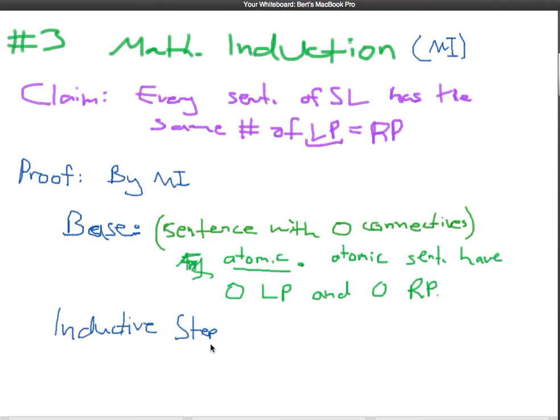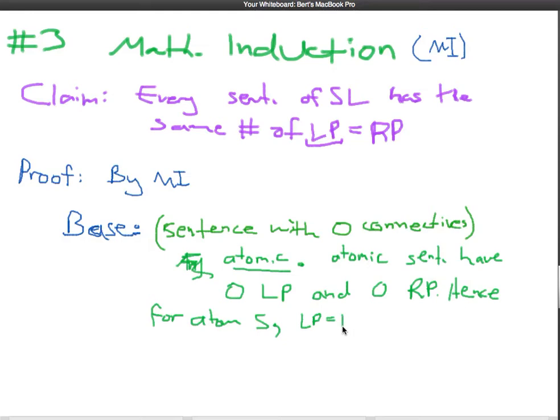Let me just erase this inductive step right here. And we know that 0 equals 0, right? So you can actually just write, hence, for atomic sentences, I'll just abbreviate that, the number of left parentheses equals the number of right parentheses.